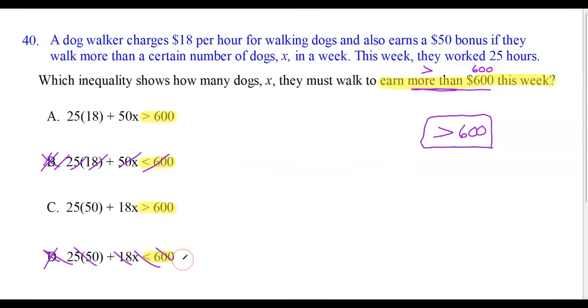Now if you need to guess, you have a 50-50 chance of guessing. Go ahead and guess if you need to. But let's go ahead and narrow it down to the final answer choice. Let's go back up here. It says a dog walker charges $18 per hour, from right here. Now, does it say anywhere how many hours he worked? We're looking through here. Yeah, it says he worked 25 hours right here.